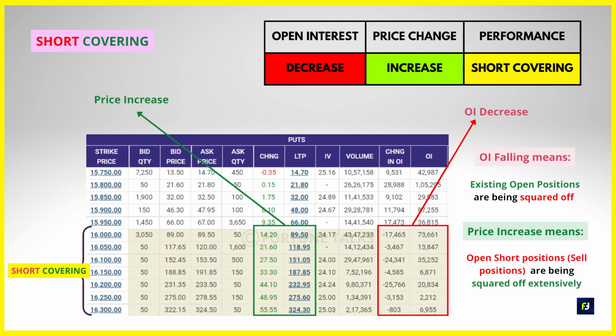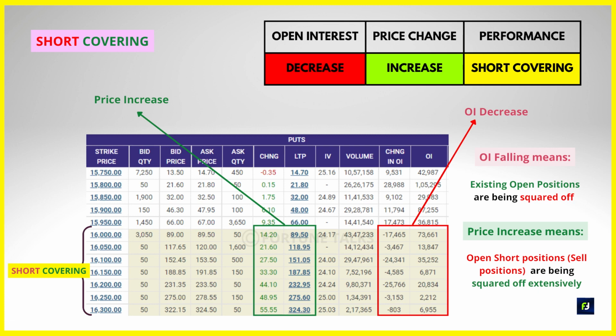But since the price is rising with it, it means that the short positions are squaring off in the transaction. Now, how will short positions be squared off? Simple answer, they will square off by buying. Now that explains why the prices are rising.